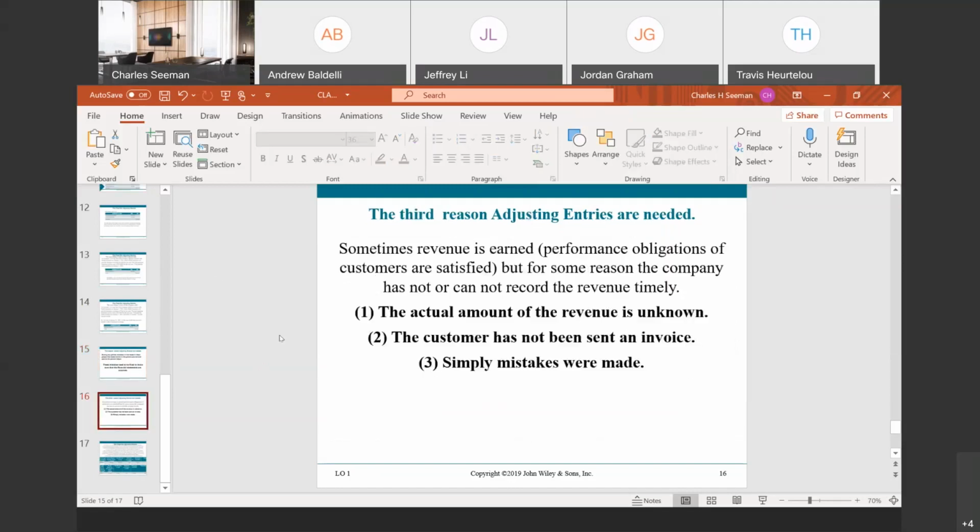The third reason adjusting entries are needed: sometimes revenue is earned, the performance obligations to the customers are satisfied, but for whatever reason, the company has not or cannot record the revenue timely. For example, the actual amount of the revenue is unknown. Maybe the customer has not been sent an invoice. And again, simply mistakes have been made.